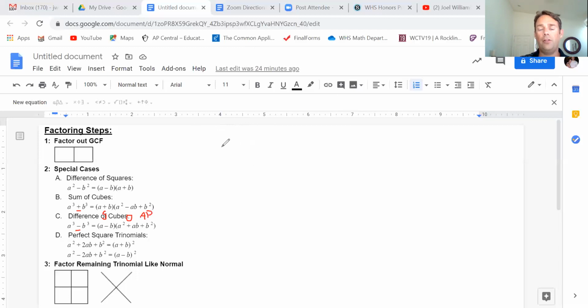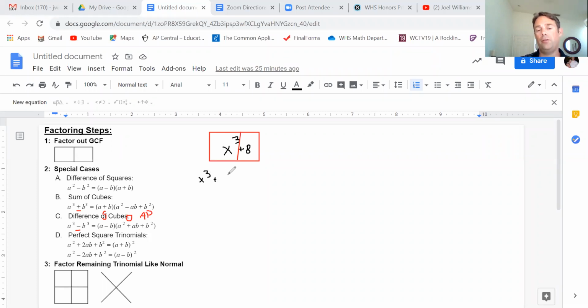So let's take a look at this. x cubed plus 8. Now, I'm going to always start off with my greatest common factor. There you go. And it turns out there is nothing that will come out of those. So there is no greatest common factor.